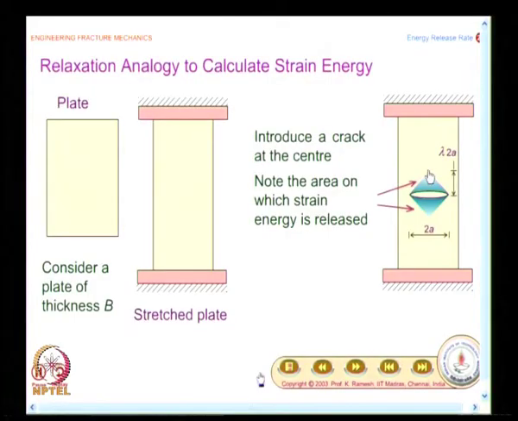So, the relaxation analogy has to be looked at only in that perspective. We have not really made the calculation, we have just said lambda equal to pi by 2. So, that absolves it, there is no special significance attached to the triangular area. I suppose you have got the answer now.